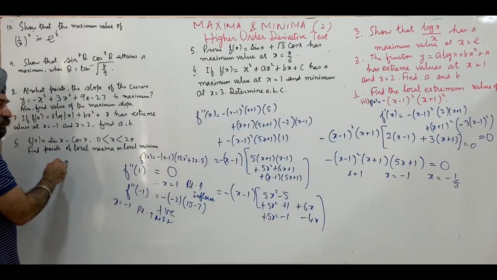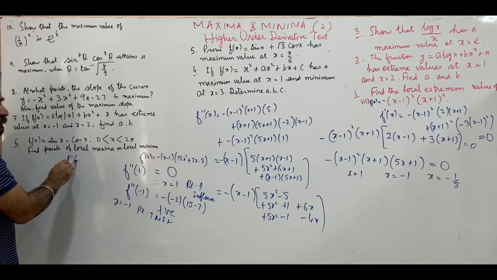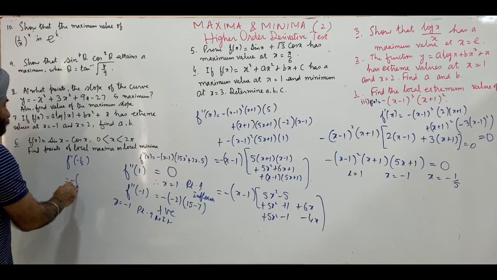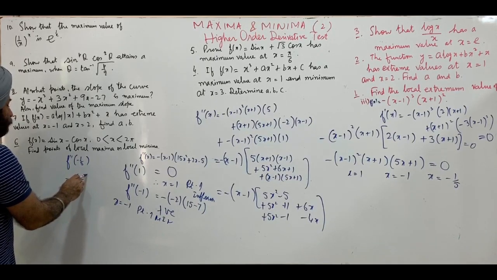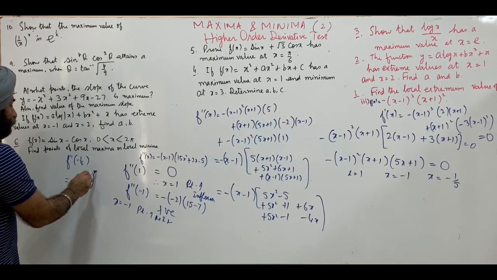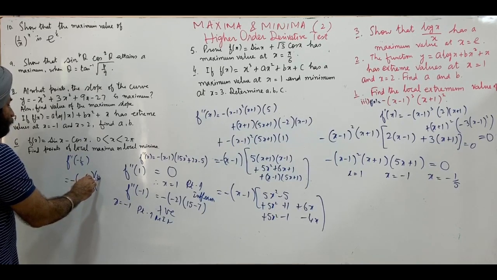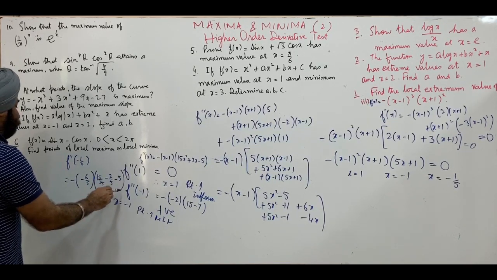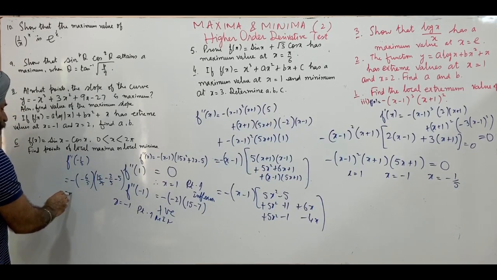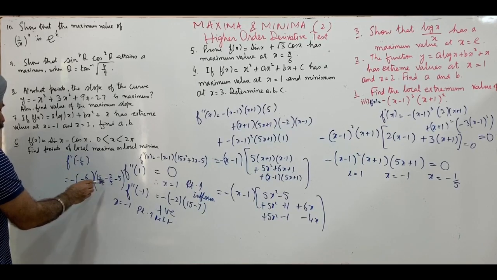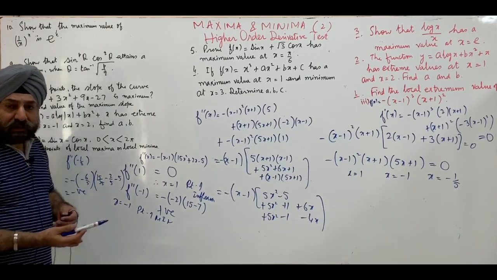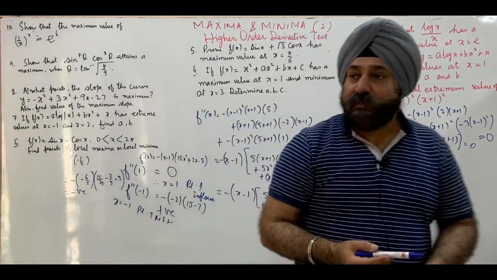And third we find out f'' at minus 1 by 5. So this will be minus 1 by 5 minus 1 is minus 6 by 5 into this will be 15 into 1 by 25 and minus 2 by 5 and minus this is 5. So this is negative, so this will be negative. Negative sign of the second order derivative means this point of maxima.